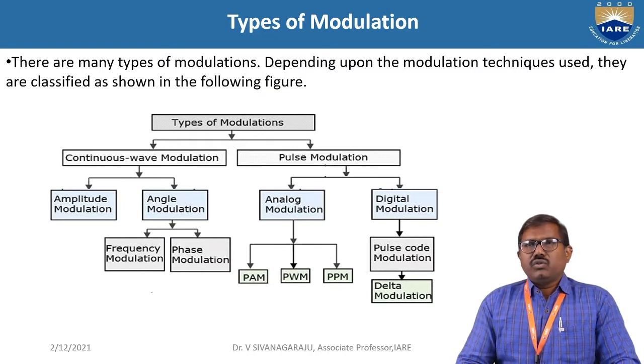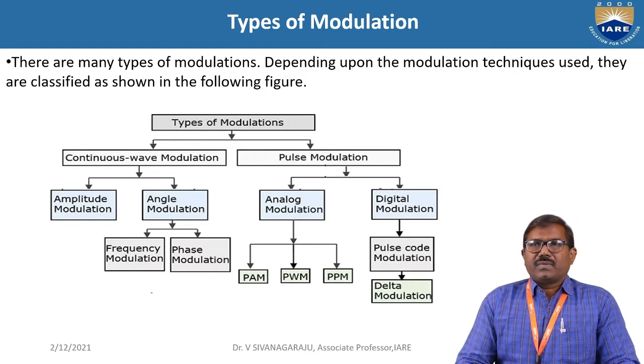Okay. Coming to pulse modulation, it is again subclassified into analog and digital modulation. In analog, we have three variants. One is PAM, pulse amplitude modulation. Another is pulse width modulation, and the third one is PPM, pulse position modulation. So these come under analog pulse modulation.